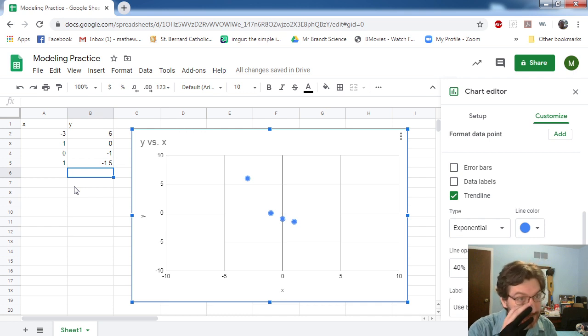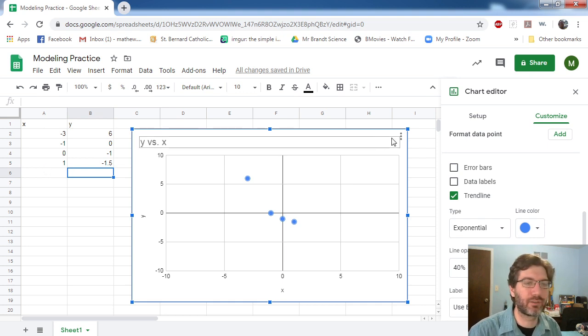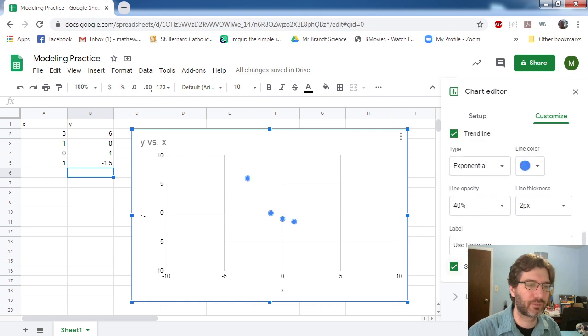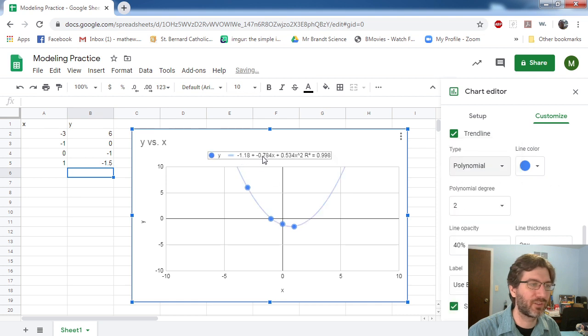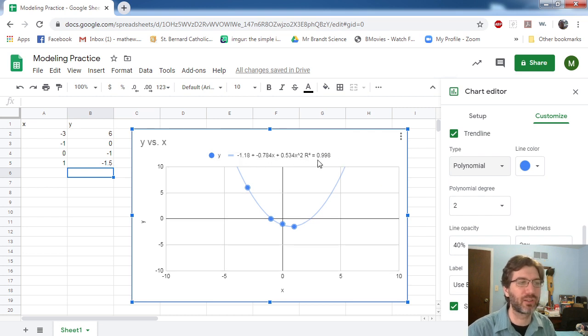But in all honesty, this is the way you're going to do it in real life. You're going to get a computer to do it for you. It's just going to be more accurate and precise. I mean, if this was a polynomial function, look at the equation for that. You're not going to find that by hand nicely. I mean, you can. It's just, that's going to be annoying. And it is a pretty good fit. I mean, it's 99.8%.